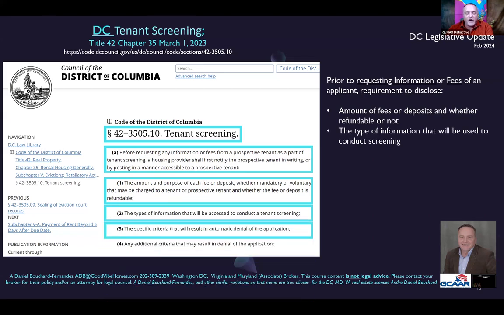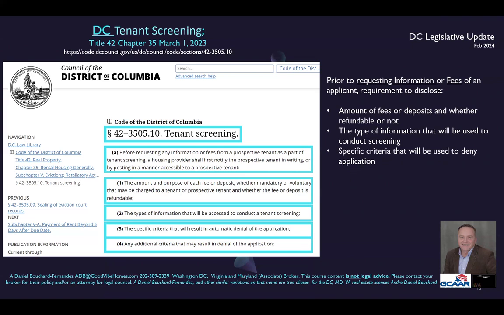And then the specific criteria that will be used as a result of automatic denial. So what kinds of criteria is an automatic disqualifier that your landlord, the owner of the property, has told you they want to automatically disqualify somebody for? You need to specify what that is. Like if you have a credit limit on it, or it could be something like 2 or 3 late pays, right?